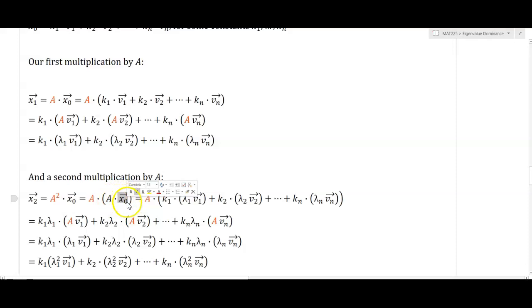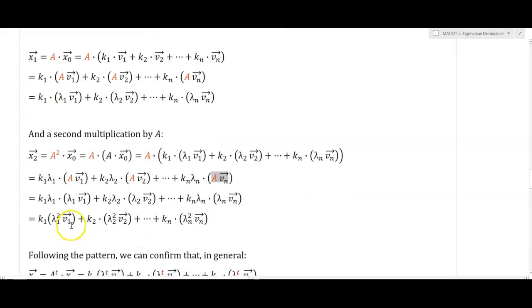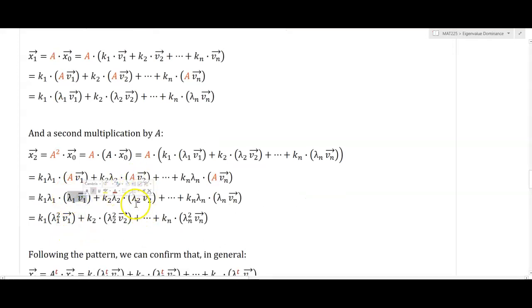And by the associative property, I can multiply A times x0 first. Well, from up here, I already know that A times x0 is equal to this expression. So there's me putting that expression in for A times x0. And again, I'll distribute the A. k1 and lambda 1 are constants, so the A can go squeeze between the lambda 1 and v1. So there it is. And distribute that to the next term, A v2, all the way to the last term, A vn. Well, A v1 is still lambda 1 v1, A v2 is still lambda 2 v2, and A vn is still lambda n vn. So that means I could make that replacement in there.